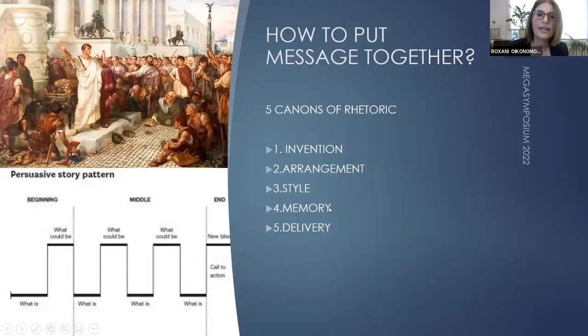What we are learning today is how to put a message together: the five canons of rhetoric. The five canons of rhetoric are the five main principles of public speaking that we are talking about, and they originally came from Cicero, a Roman lawyer, a masterful lawyer. He talked about invention, arrangement, style, memory, and delivery. Let's share and define what each of them means.